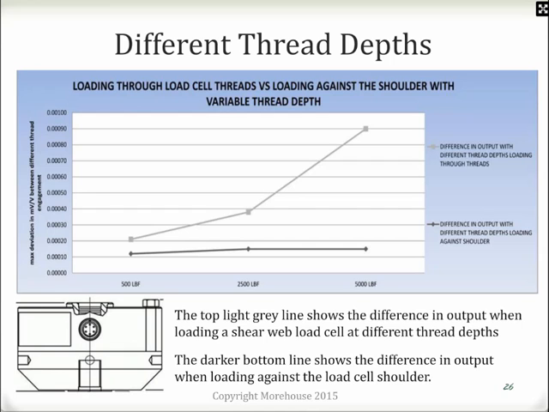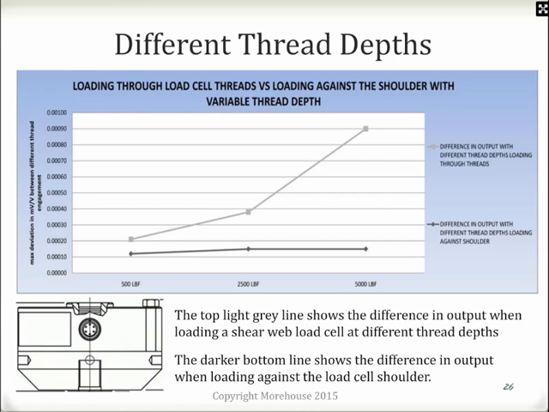Now, if we look at this, this is a cell, we sell several of these, this type of load cell. It's a shear web type cell. If we look at the graph here, that's the same scenario, loading with different thread depths. The top light gray line in this graph shows the difference in output when loading a shear web load cell at different thread depths, whereas the bottom darker line shows the difference in output when loading against the shoulder.